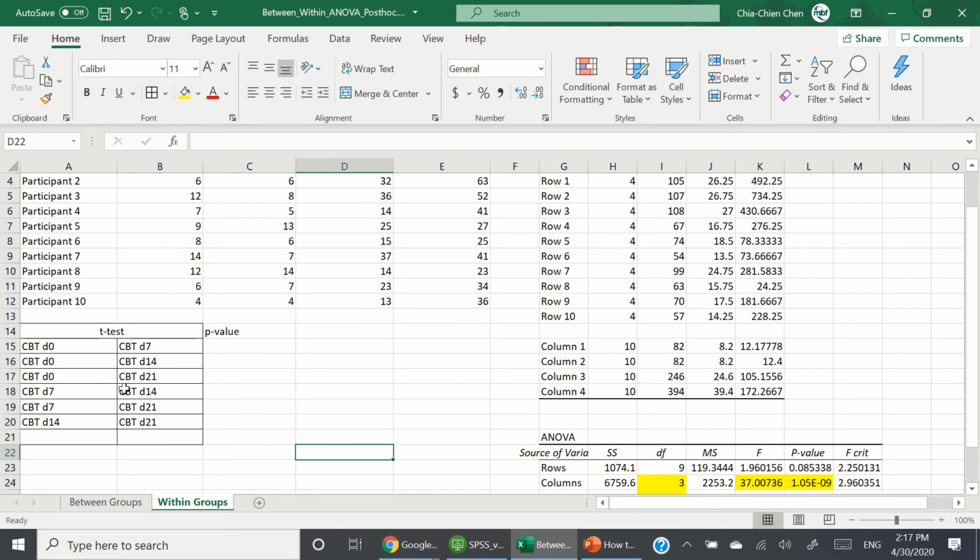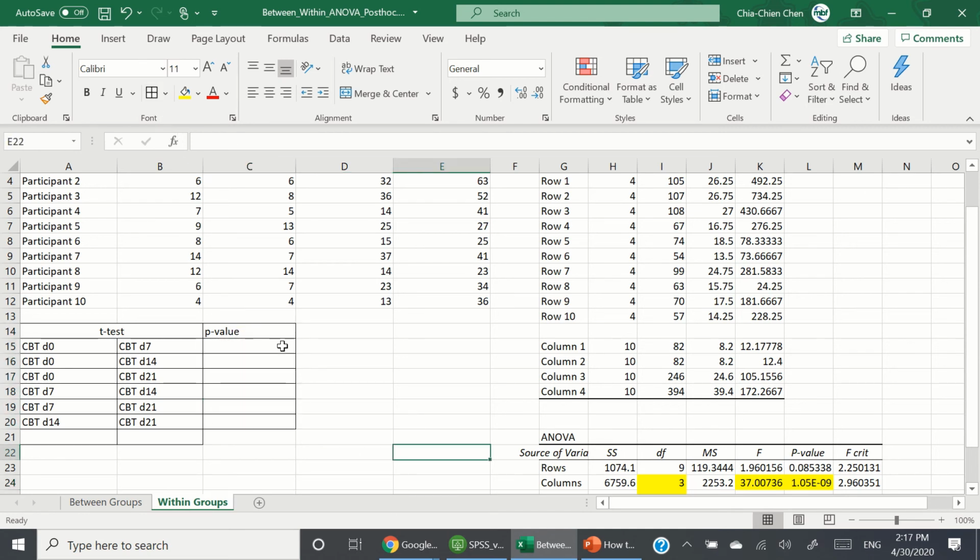Okay, so we got 0 versus 7, 0 versus 14, 0 versus 21. Okay, and then we got 7 versus 14, 7 versus 21, and then we got 14 versus 21. Okay, so this one we don't care. So now let's calculate out the p-values.